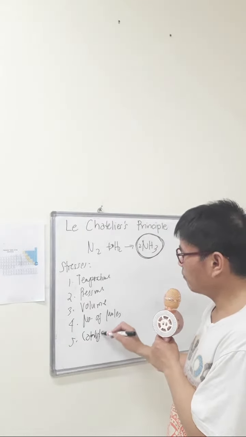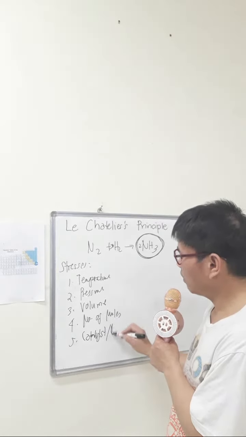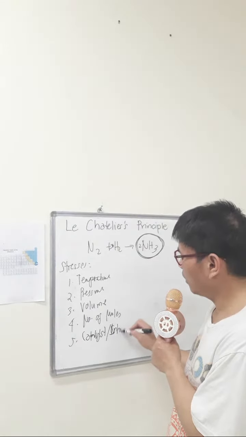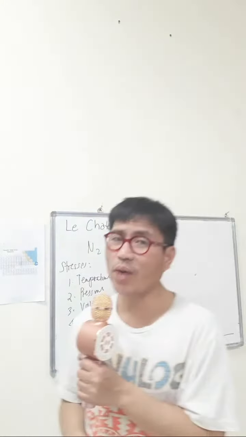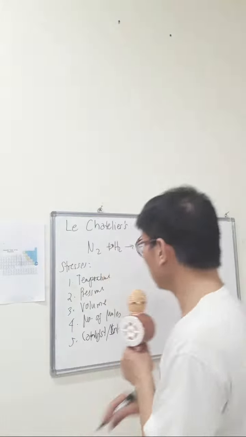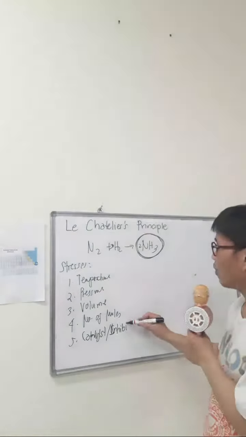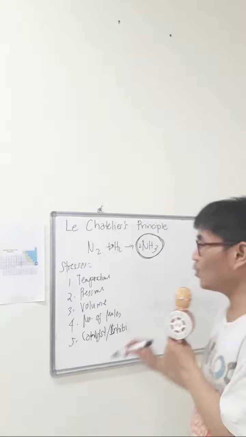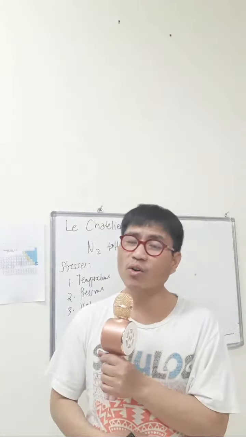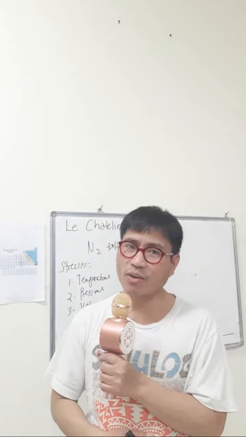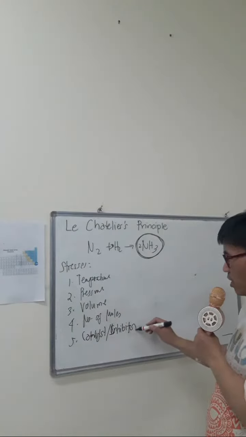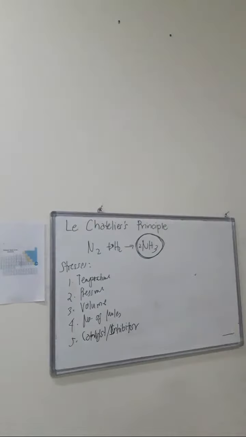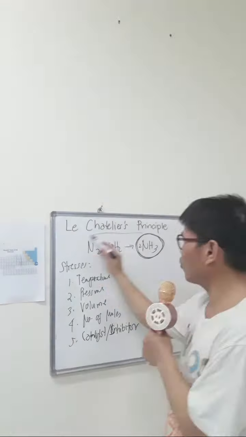Do you know the inhibitor? These are chemicals that will be added to a chemical reaction to slow down the rate of the reaction. The inhibitor is the reverse of a catalyst, because the catalyst is used to speed up the rate of a chemical reaction. Now, this is our original chemical reaction.